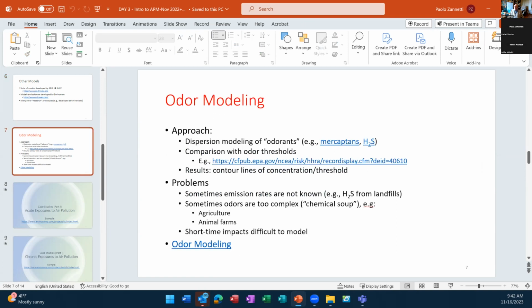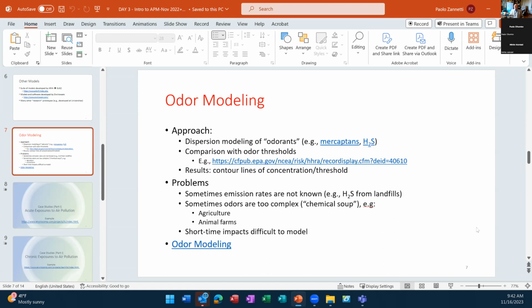A few words about odor modeling. I do odor modeling often in my project. Again, meteorological modeling, dispersion modeling, and then adverse effect. Odor is an adverse effect. And sometimes you need to simulate odor. Concentration is not enough. You want to know whether or not the population is being affected by bad odors.